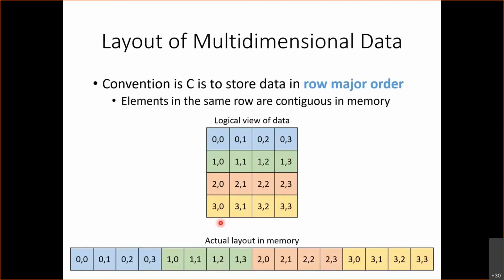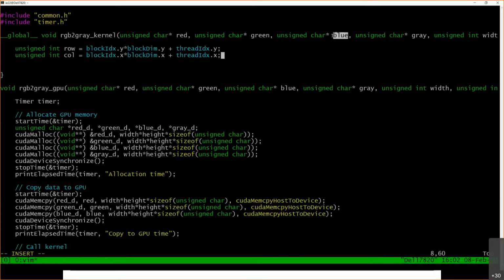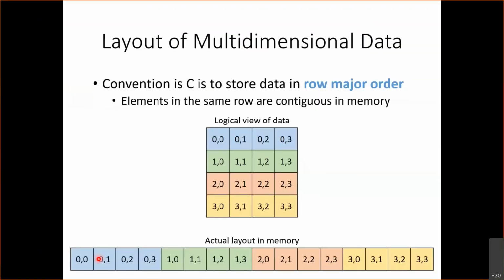This is what I have done when I've allocated these images. Each of these red, green, and blue arrays is a one-dimensional array where the pixels of the image are laid out in row major order. So the question is, given that this array is laid out in this way, how do I take my row and my column and convert that into an index that indexes the one-dimensional array? What do I do?